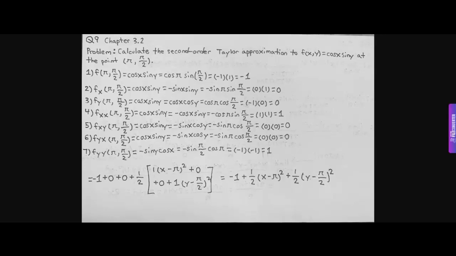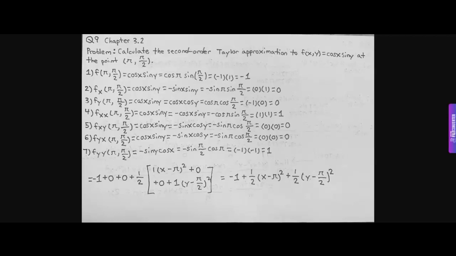And then I took the partial derivative again with f_xy. When I did this one, I got negative sine x times cosine y. Plugged in, I got negative sine pi times cosine pi over 2, which gives us 0 times 0, which is equal to 0. Then I did f_yx for step 6. When I took the partial derivative there, I got negative sine x times cosine y, which is equal to negative sine pi times cosine pi over 2, which just gives us 0.